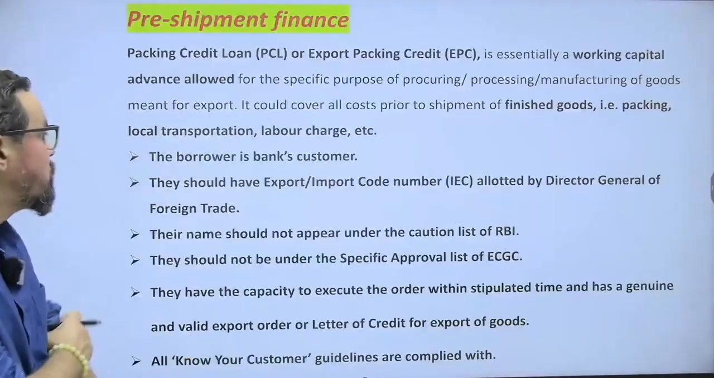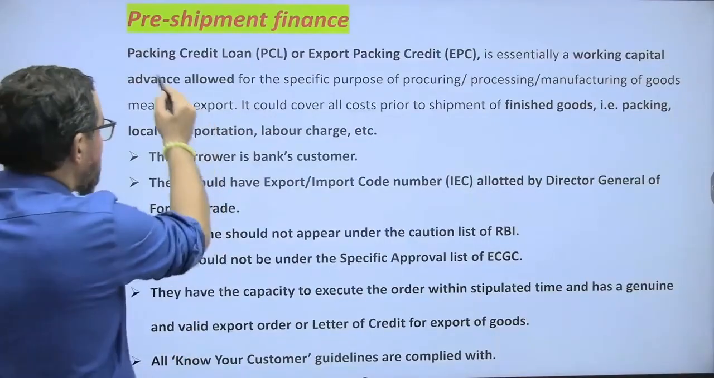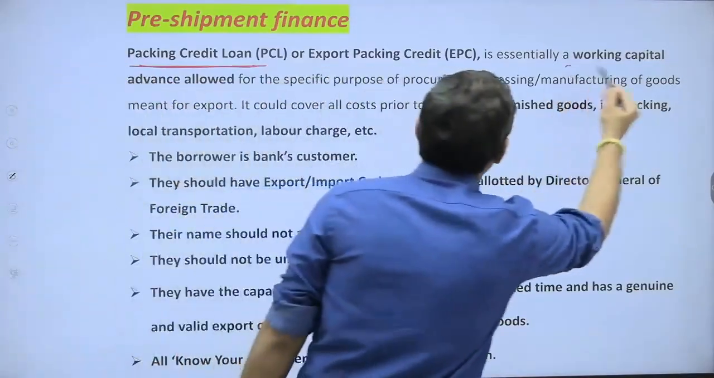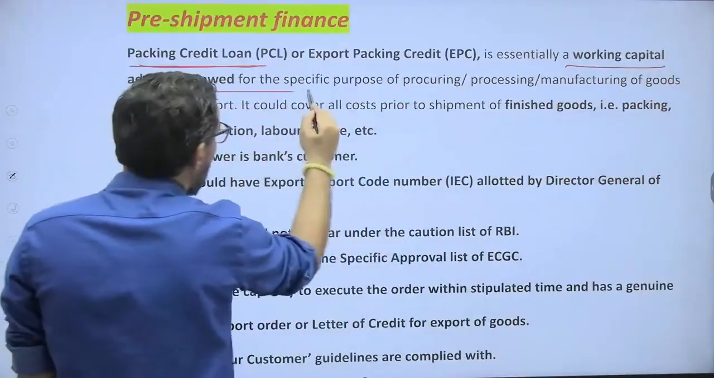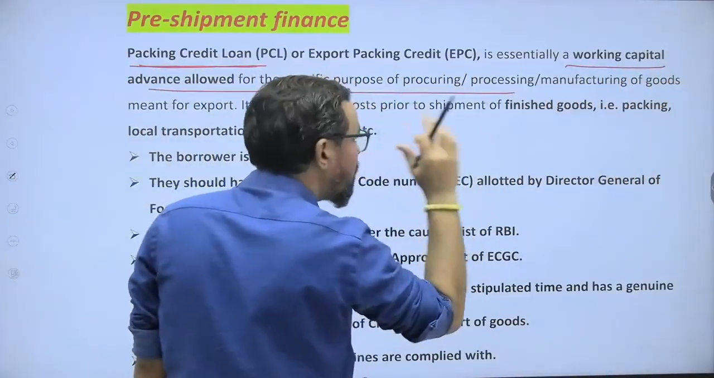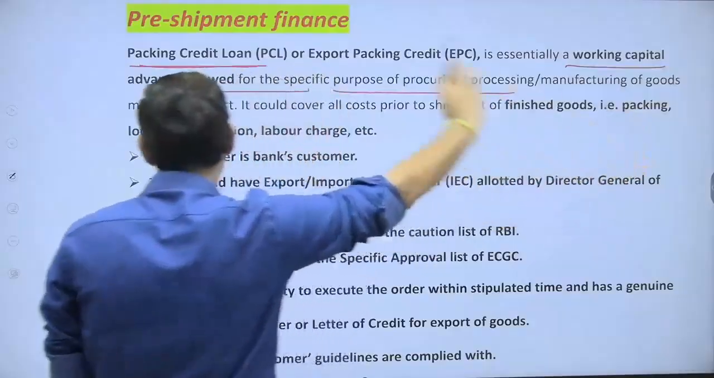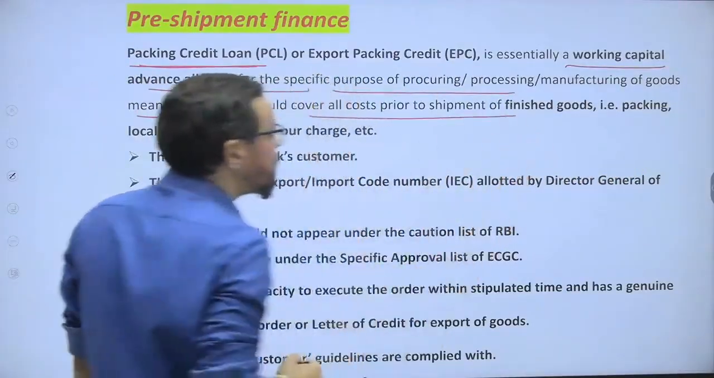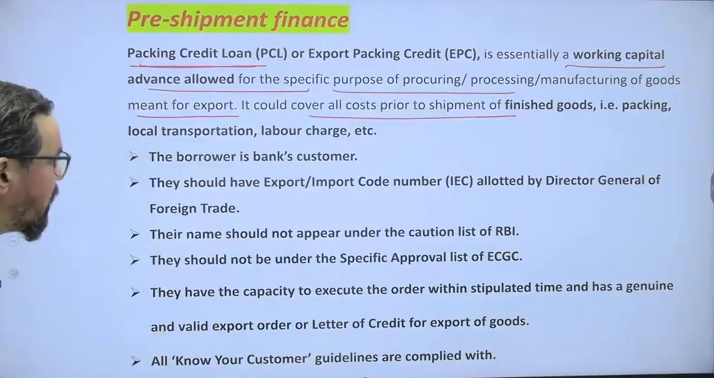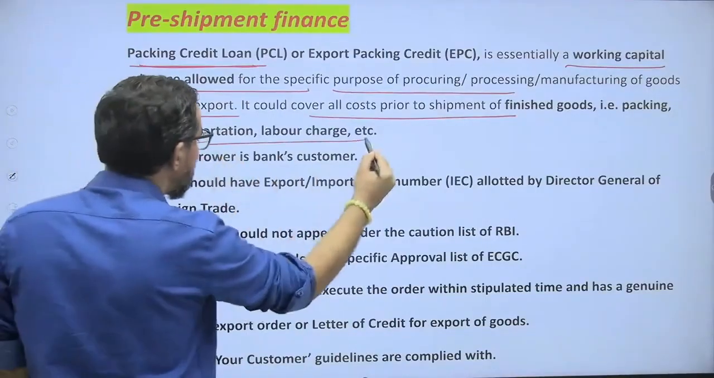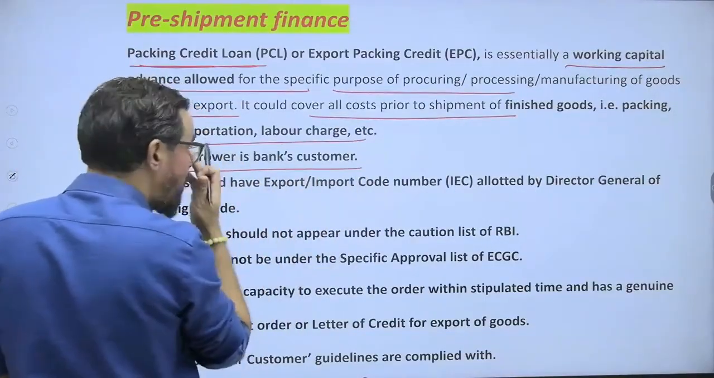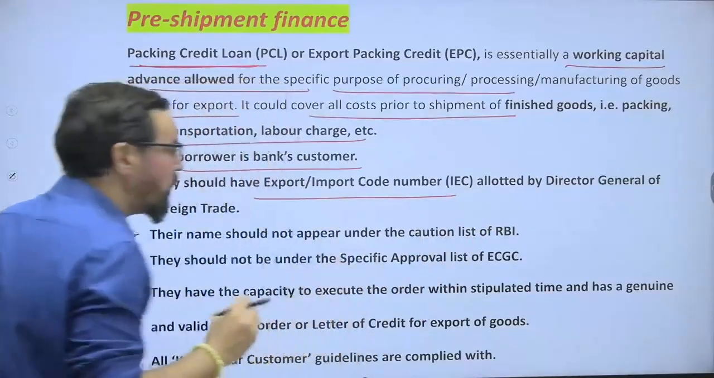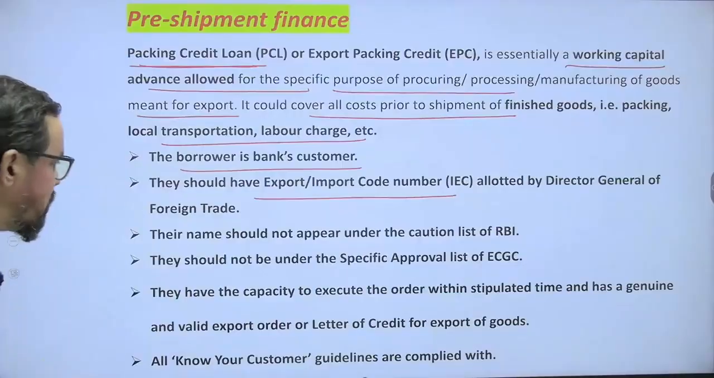Okay? So when it comes to pre-shipment, it is also known as packing credit loan, which is generally for working capital advances allowed for the specific purpose of procuring, processing, and manufacturing goods meant for export. It could cover all costs prior to the shipment of finished goods, like packing, local transportation and all. The borrower is a bank customer. Conditions: they should have export import numbers, IEC numbers.